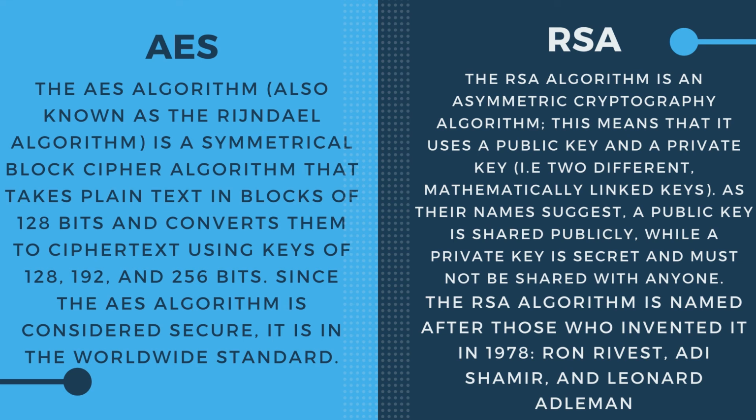The RSA algorithm is an asymmetric cryptography algorithm. This means that it uses a public key and a private key, i.e. two different, mathematically linked keys. As their names suggest, a public key is shared publicly, while a private key is secret and must not be shared with anyone. The RSA algorithm is named after those who invented it in 1978, Ron Rivest, Adi Shamir, and Leonard Adleman.